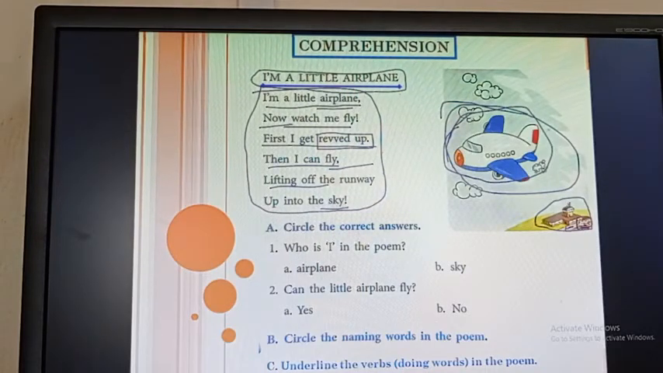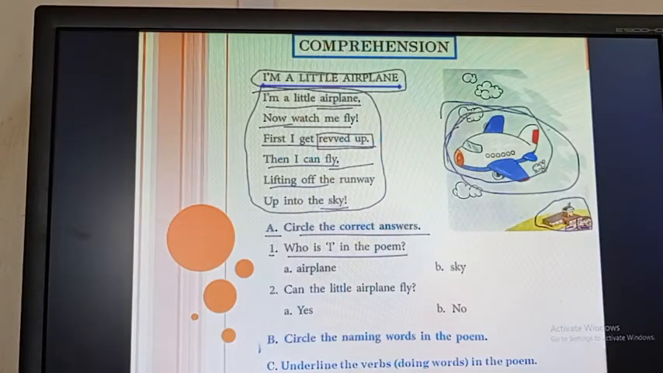Then read it, understand it, comprehend it. Then you can answer the questions. Okay. Look at the questions here. Question number A. Circle the correct answers. Number 1. Who is I in the poem? Okay. Who is I in the poem?